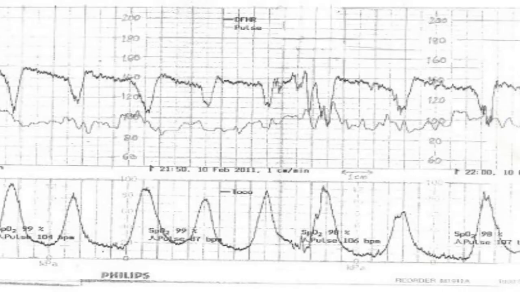Decelerations. Deceleration means decrease in the baseline heart rate more than 15 beats, lasting more than 15 seconds. And decelerations are different types according to their relation with the contractions. We have early decelerations that start with the start of the contractions and end with the end of the contractions. Early deceleration usually occurs due to vagal stimulation, due to head compression.